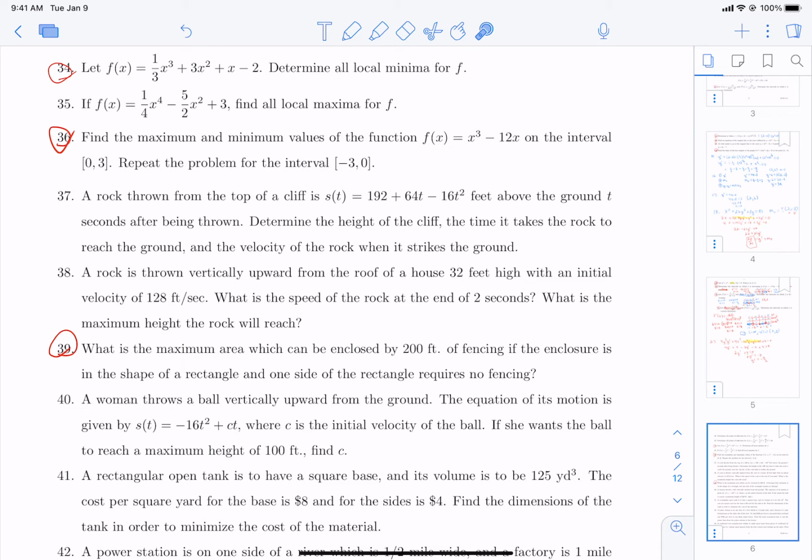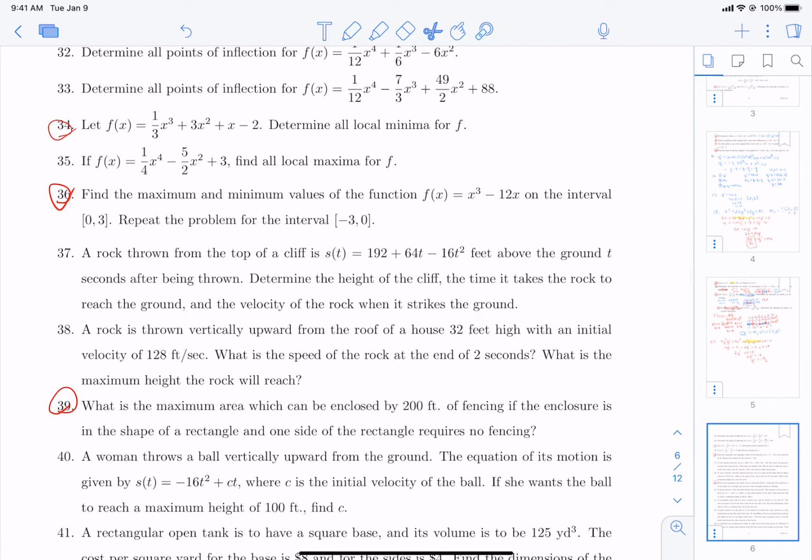Now, if it's colored in and then there's a closed-in dot and it's still colored in, then you don't have to worry about it. But if it's an open circle, please don't include it. Okay, so let's get 34 here.